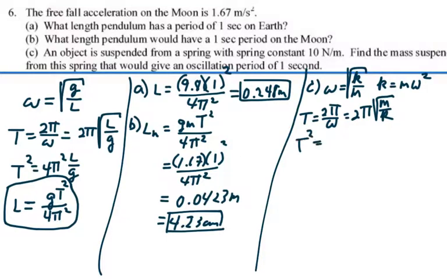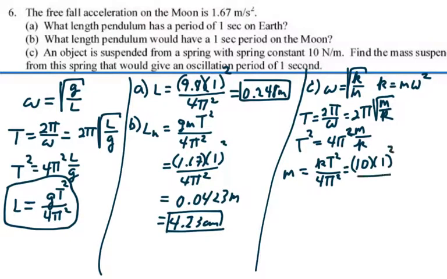So period squared is equal to 4 pi squared m over k. And hence, mass is going to equal k times the period squared over 4 pi squared. That's going to be 10 times 1 second squared over 4 pi squared. And that is equal to 0.253 kilograms.